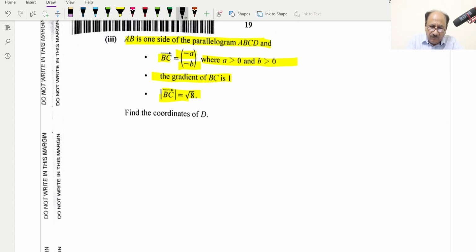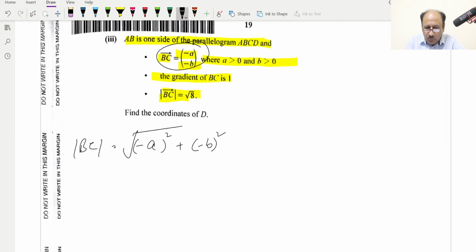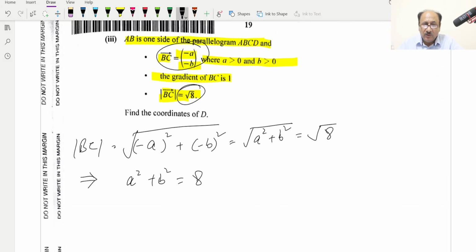So what we will do, we can find first BC. BC mod will be what? We can write from this one, BC mod will be equal to minus A squared plus minus B squared under root. This will be mod, and this will be equal to A squared plus B squared under root, and this is basically given equal to 8, so we can write root of 8. So this implies A squared plus B squared is equal to 8. So one thing we found is this one.